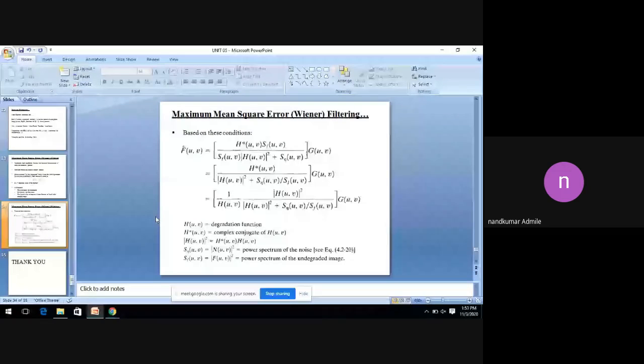Then it's a complex conjugate equation. So if we look at the equation, by using the various parameters, we can consider the mathematical equation for the Wiener filtering. Basically the inverse filtering and Wiener filtering are used to remove the noise.